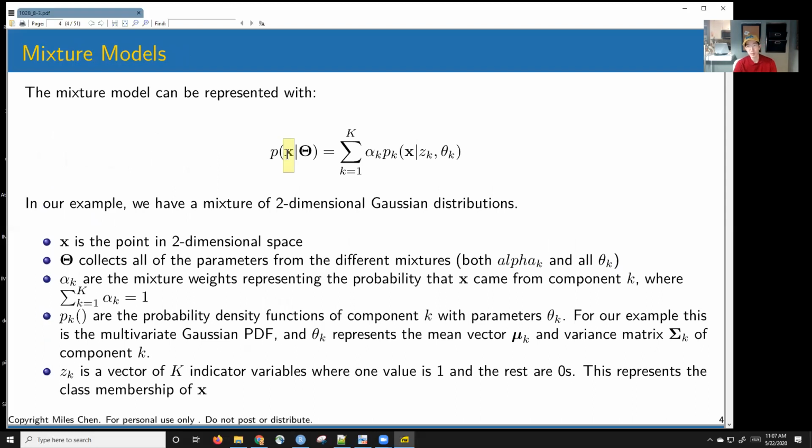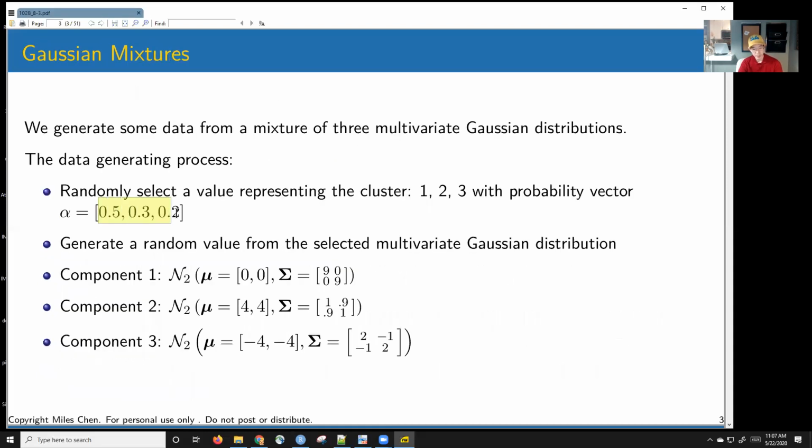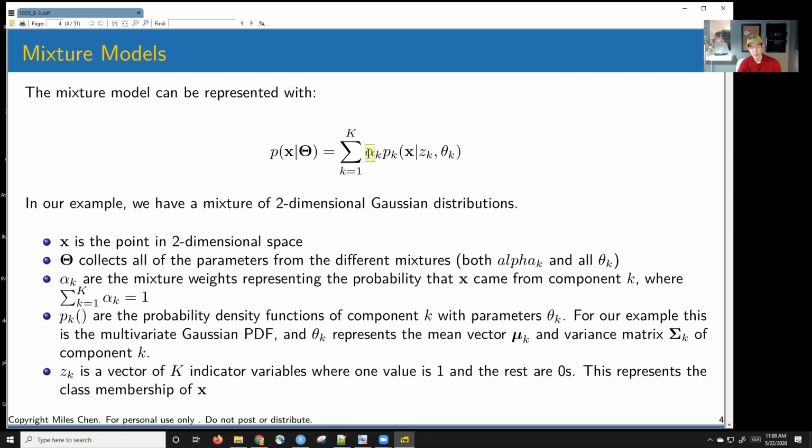So the probability of x given theta is equal to the sum of these mixtures. The alpha sub k's are the mixture weights, representing the probability that x comes from component k. The alpha values have to add up to 1, and they represent the probability that a value comes from a certain component. And then p sub k is your PDF, your probability density function, or mass function. In our case, it's the multivariate Gaussian PDF.